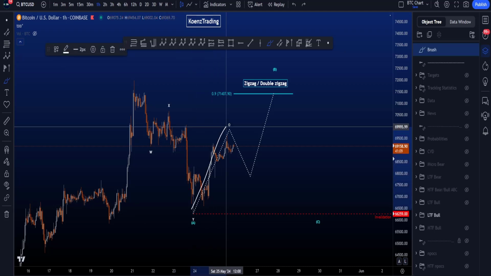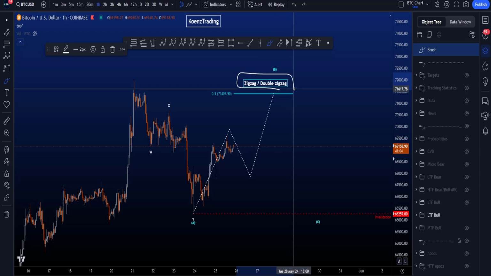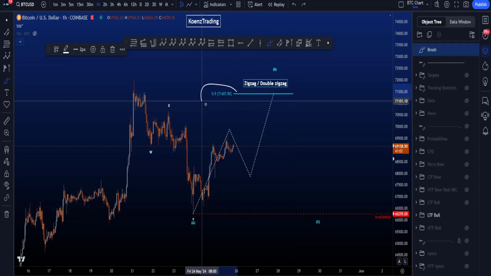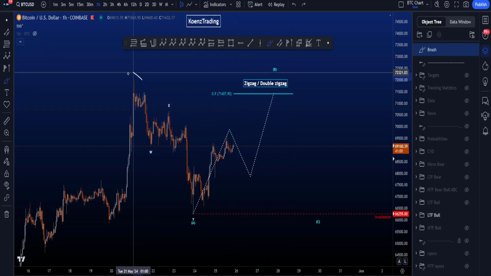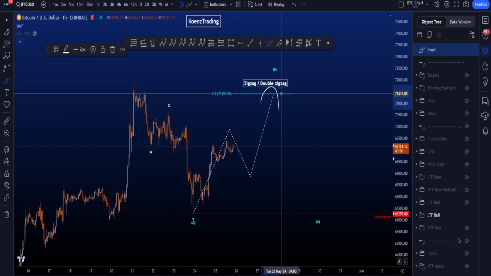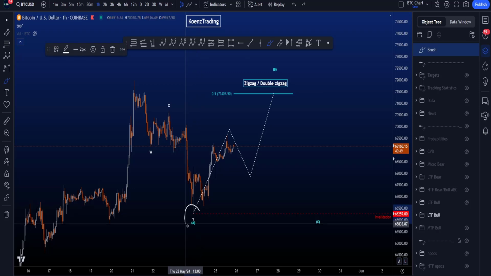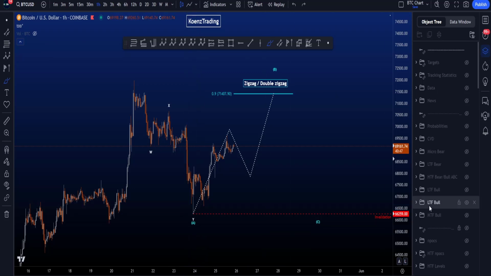And then inside wave B, we're looking for a 3-wave structure to the upside in either a zigzag or a double zigzag, where the minimum target is the 0.9 Fibonacci, taken from the high to the low of wave A. And then we're looking for a wave C to the downside, which most commonly in a flat structure, either a regular flat or an expanding flat, is moving below the low of wave A.